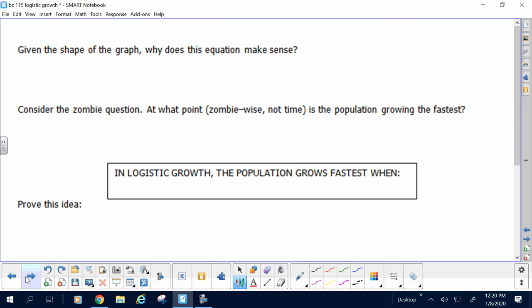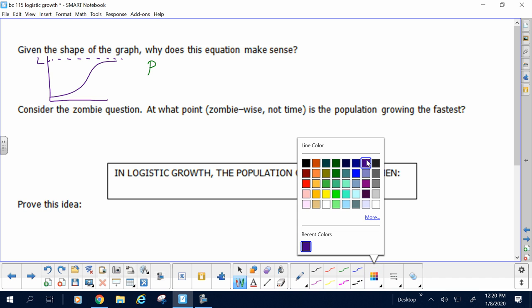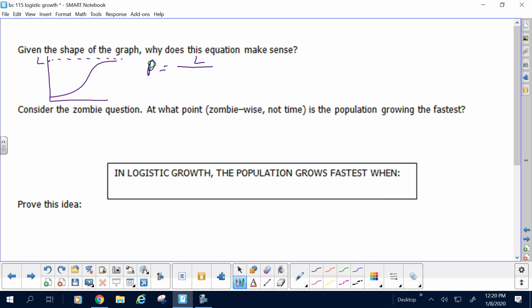Okay. Now, given the shape of the graph, why does this equation make sense? So would you give me a quick sketch of the graph like this, yeah? And then let's talk about the equation. Oops, population, I was using P not A, sorry. Population equals L over 1 plus A e to the negative LKT. This is one of the reasons I think math is so cool. Oh, it makes sense. All right, so check it out.